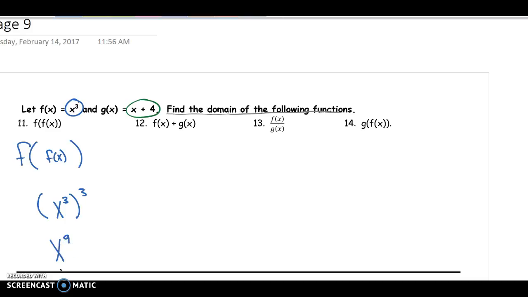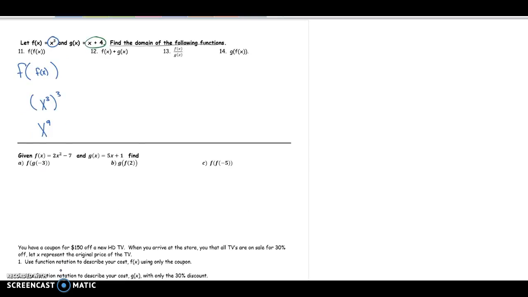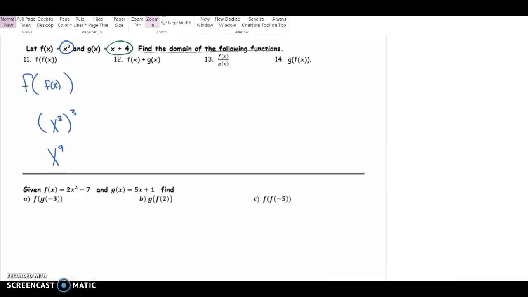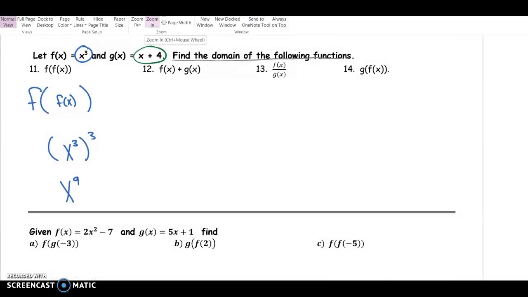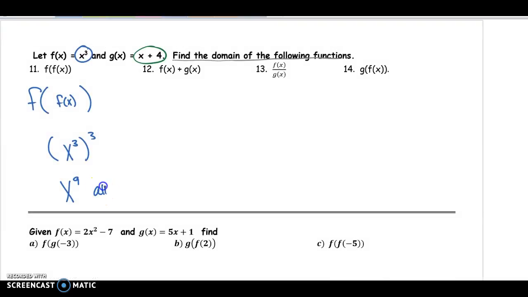Now, domain. Can you raise positive numbers to the 9th? Yeah. Negative numbers to the 9th? Yeah. 0 to the 9th? Yeah. And if you ever wonder whether you can or not, grab your calculator and try positive 2 to the 9th, 0 to the 9th, negative 2 to the 9th. If your calculator allows you to do all of them, then it's fine. Your domain is all real numbers.